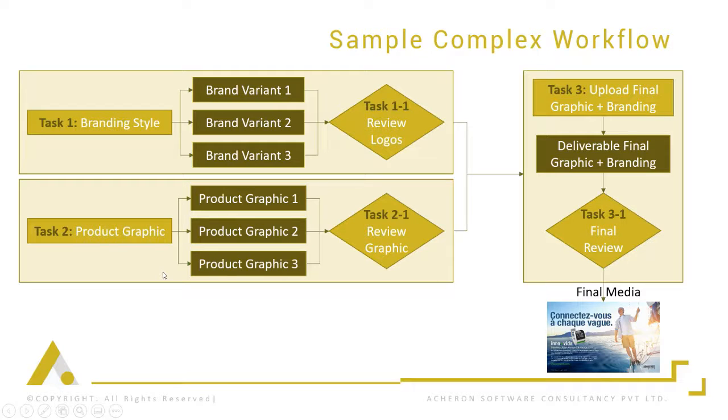So while creating the project, you create one task for branding styles and assign it to the internal team with options to upload multiple media. And similarly, for the product pictures, you create a separate task and assign it to the external agency with the option of uploading multiple media. You also assign respective reviewers who can finalize and select branding style and pictures to be used by the layout team for designing the final media.